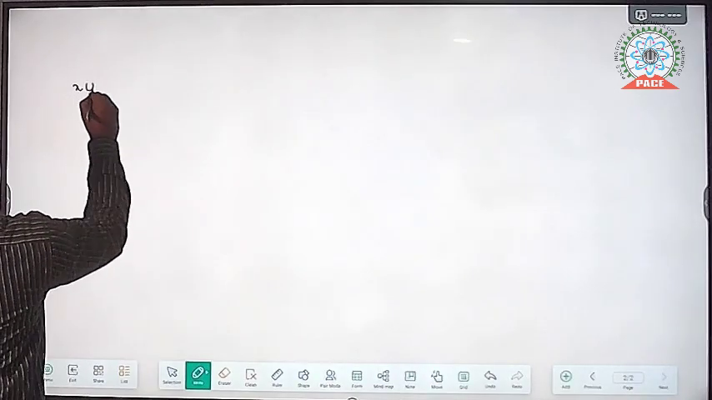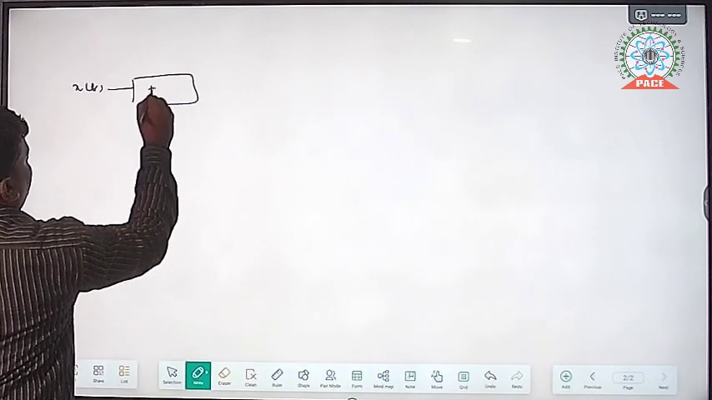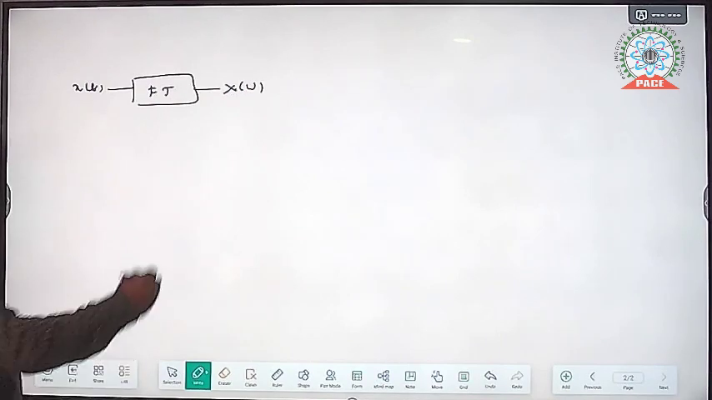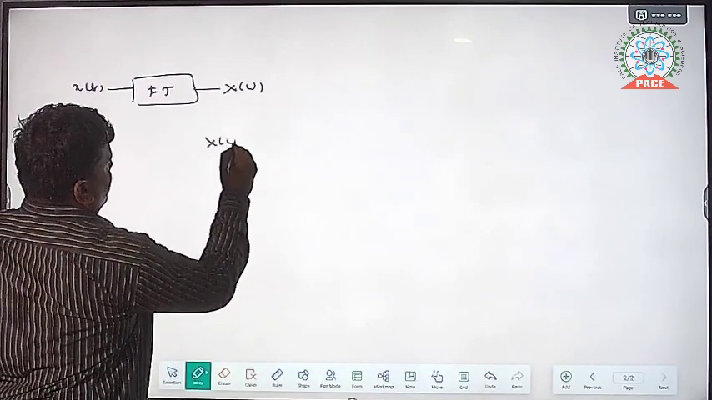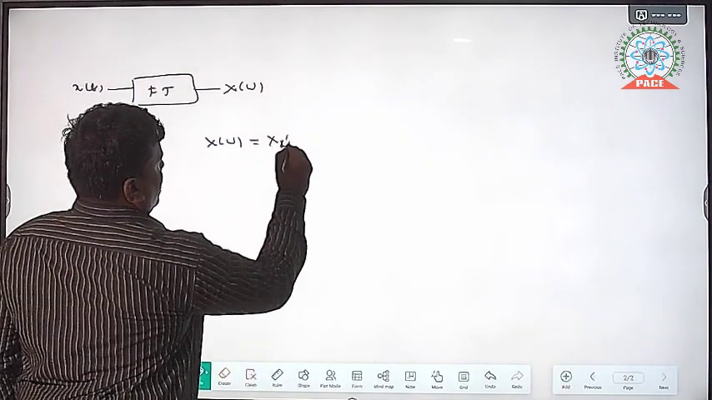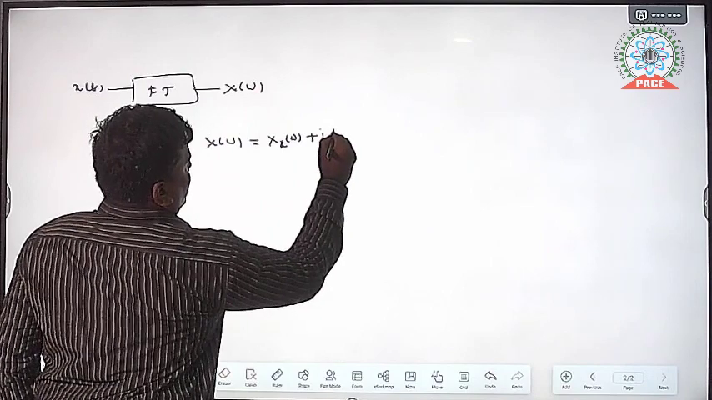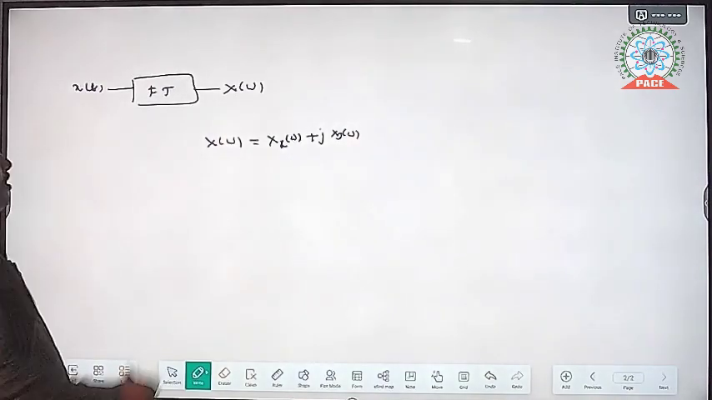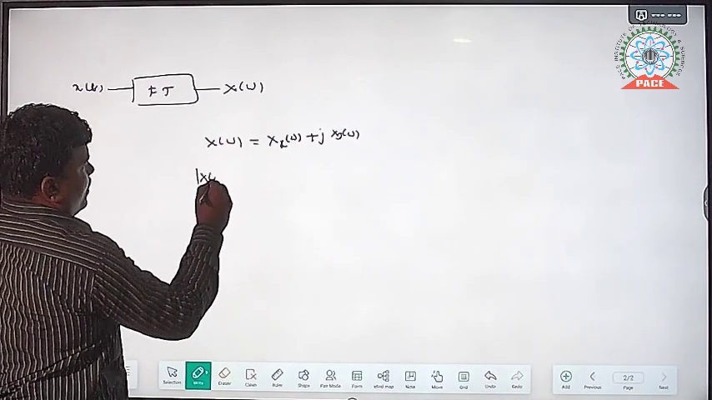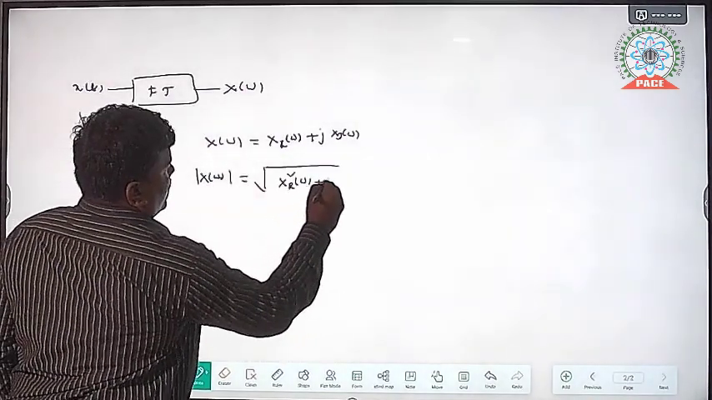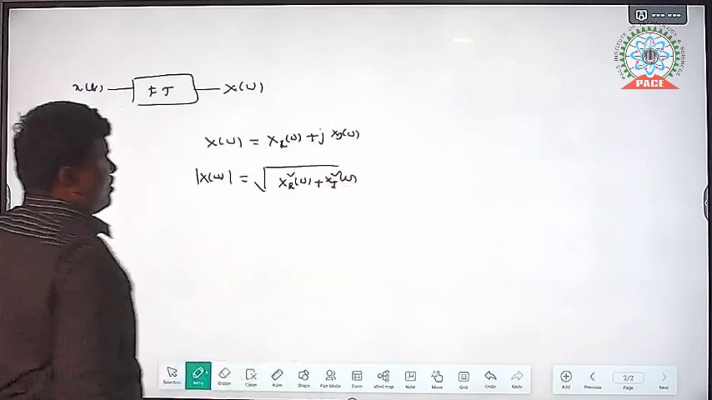Next, suppose x of t is the signal. We apply the Fourier transform and the signal is converted into the frequency domain. In the frequency domain, the signal has a complex nature, that is, a real part and an imaginary part. If you find the magnitude of the frequency spectrum, it is the square root of xr square of omega plus xi square of omega. This is the magnitude of the signal.